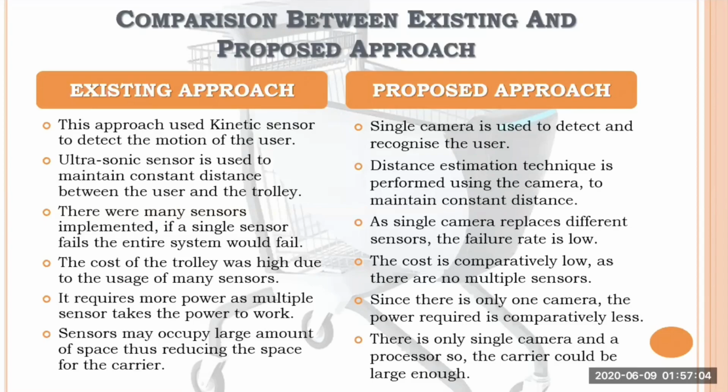Sensors may occupy a large amount of space, reducing space for the carrier. You can see that if we are using more hardware devices, it occupies more space. Since previous systems were purely sensor based, they were using at least 2 to 3 sensors and processing units. And to connect these components, they were using breadboards, etc. All those things were occupying more space. In our project, since we are using a single camera, the processor occupies comparatively less space. So the carrier size can be increased for more space. This is one of the add-ons to our project.